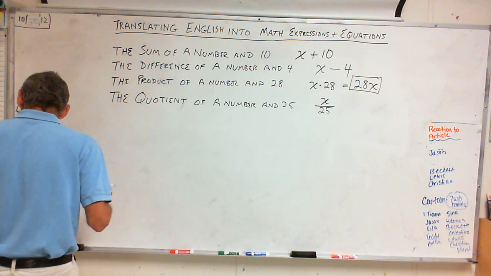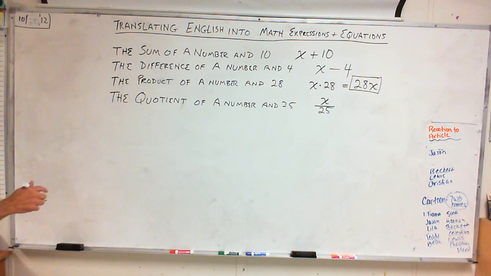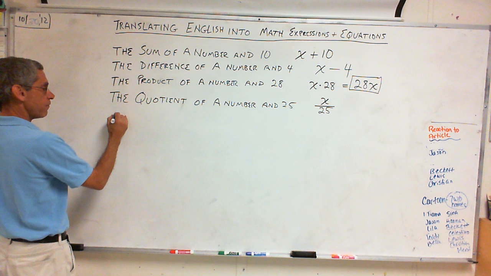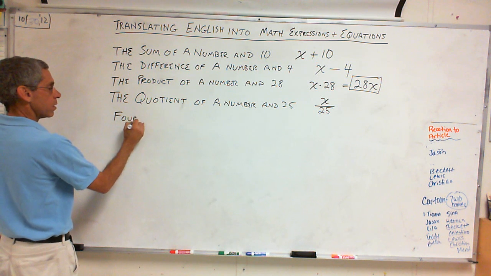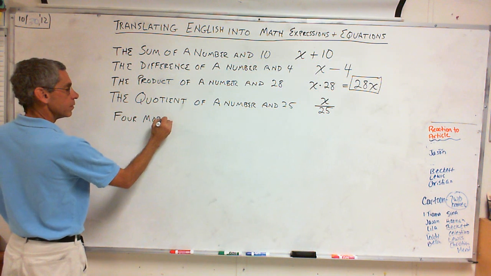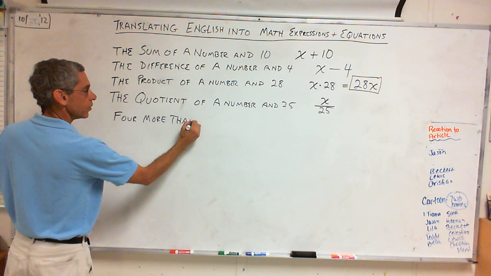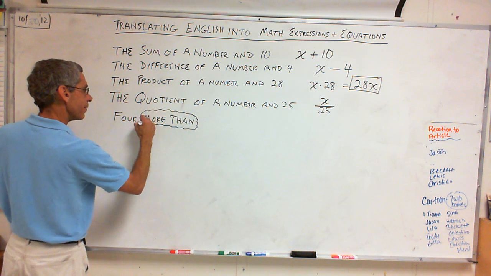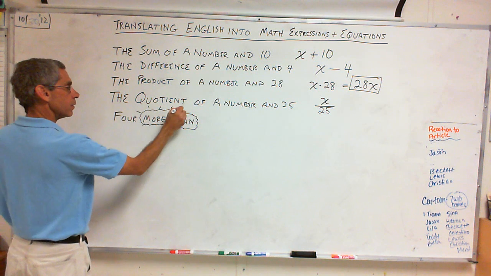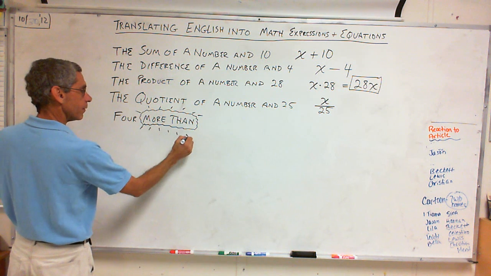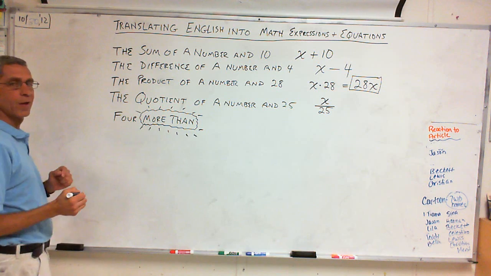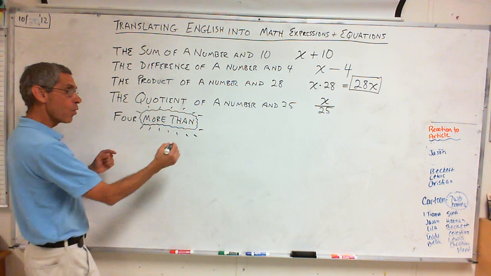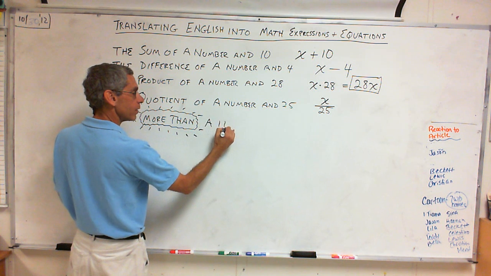All right, now we're going to get a little more complicated here. Let's say we have 4 more than. I'm going to underline more than. In fact, I'm going to circle it. That's not a circle. It exploded. Well, it's a squiggly. Squiggly red. 4 more than a number.